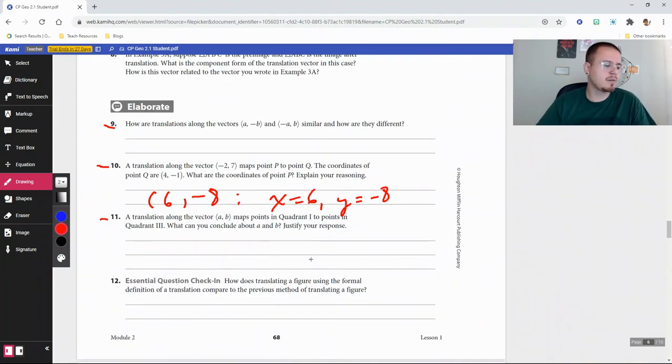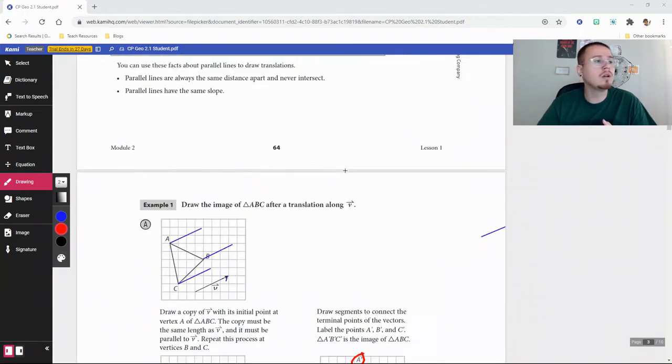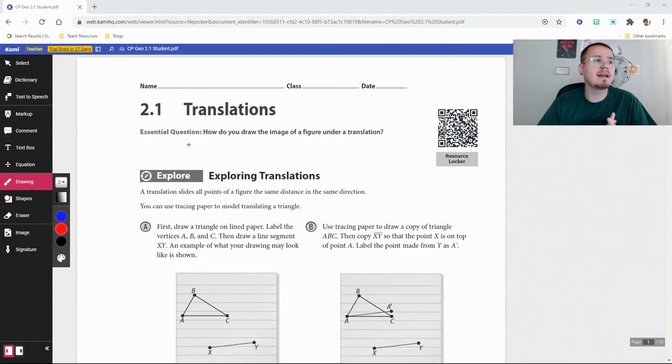So let's just summarize real quick. A couple ways to describe a translation, let's go back up to the essential question real quick. It's a slide that moves the figure some units horizontally, some units vertically. It could be described as moving all the points the same distance in the same direction. Drawing an image by sliding a pre-image parallel to the given vector, a distance equal to the length, magnitude, and size. And it's using the paired coordinates to find the coordinates of the images of the vertices.